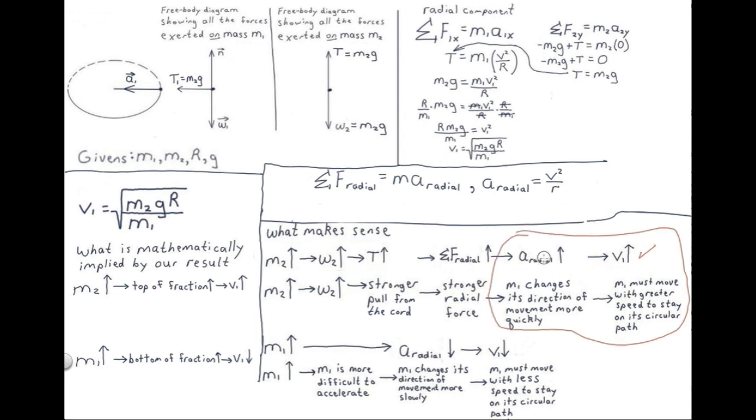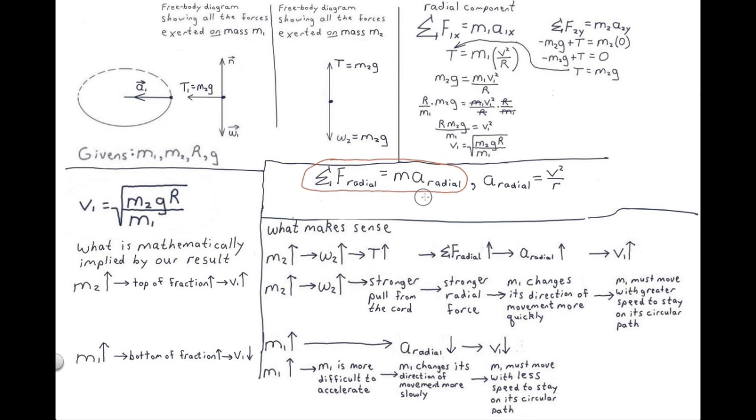Remember that the radial acceleration measures how quickly an object is changing its direction of motion. So this part of the logic says that when an object is changing its direction of motion more quickly, the object must also move with greater speed in order to stay on its circular path. How about this result? Does it make sense that increasing m1 will decrease v1?